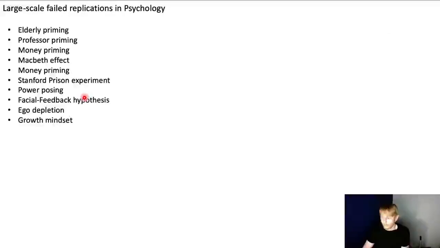Now, I don't have time to go through every single failed replication in psychology, because there have been a lot of them. What I've done on this slide is I've just listed a few topics that you might want to Google. Elderly priming I've covered. Professor Fryman actually took part in that registered replication. Myself and Dermot both took part in that.